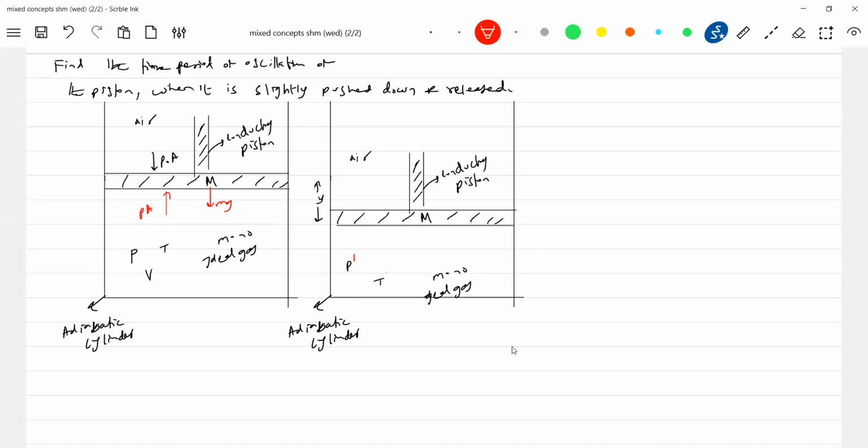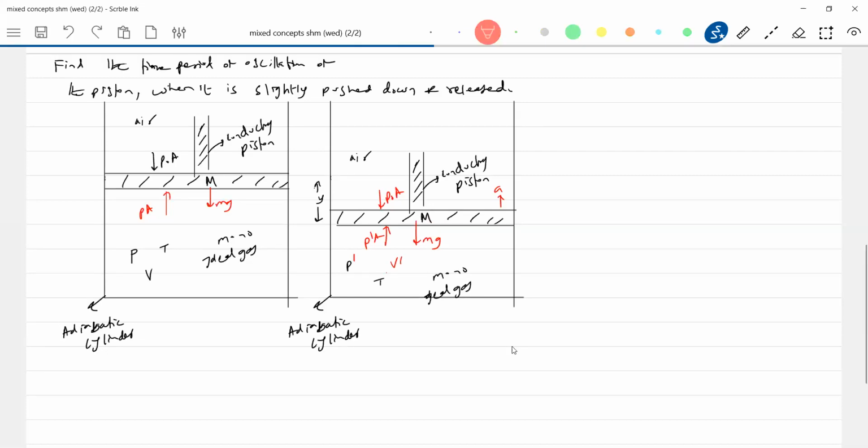And as this piston is conducting, let the gas undergo an isothermal process. So then the temperature remains constant. The volume is going to change. So what are the forces that will be acting here? P dash A, mg, P naught A, and it will accelerate. We have to find out the time period of oscillations of this piston. Okay, how to bring this?